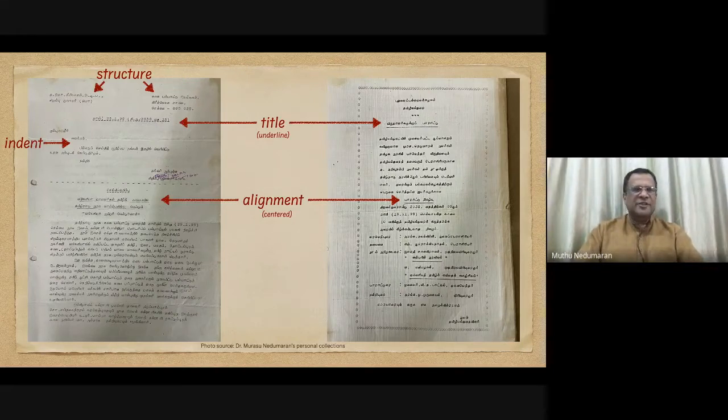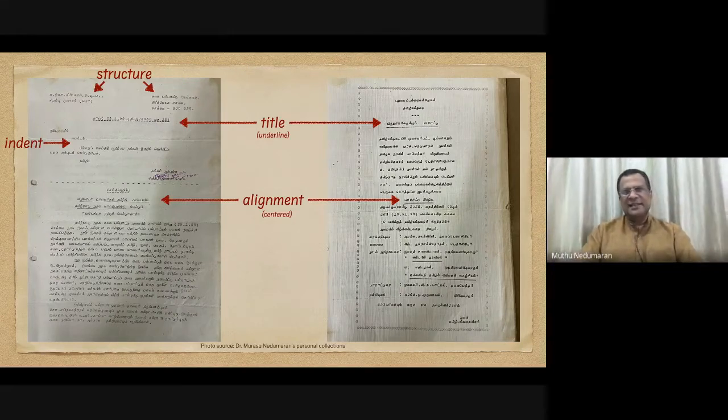And every document has a title. And in this case, both the documents have their titles centered in the page. The one on the left is underlined with a typewriter, and the one on the right is probably underlined with a pen and paper. But the fact is they're both underlined. And you'll see the same indent in the document on the left that indicates that this is the start of the main content.